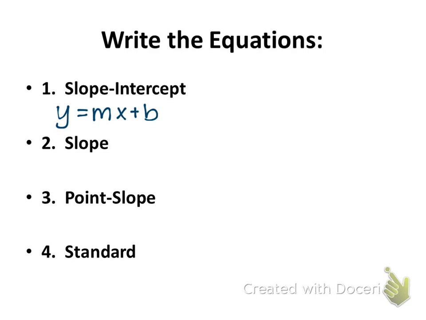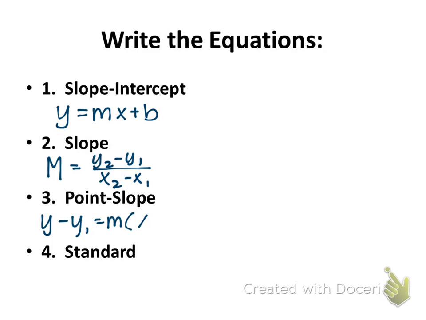Who can raise your hand and tell me what the slope is? Justin? M equals y sub 2 minus y sub 1 over x sub 2 minus x sub 1. Very good. Y2 minus y1 over x2 minus x1. Desiree, what's the point slope formula? Y minus y1 equals m times x minus x1. And what's standard form, Drayshawn? Ax plus by equals c. Very good. Ax plus By equals C.